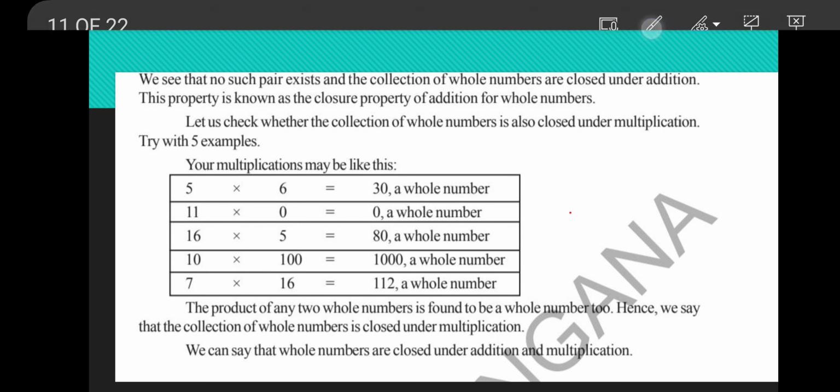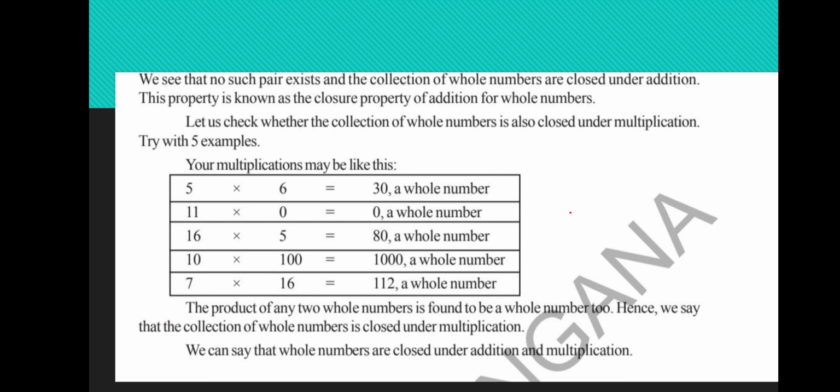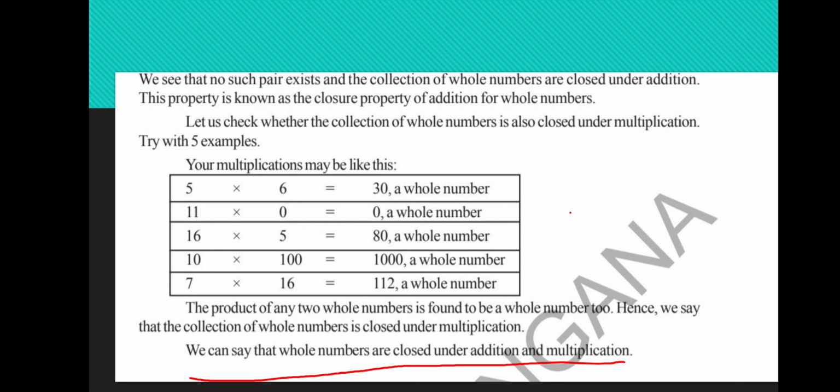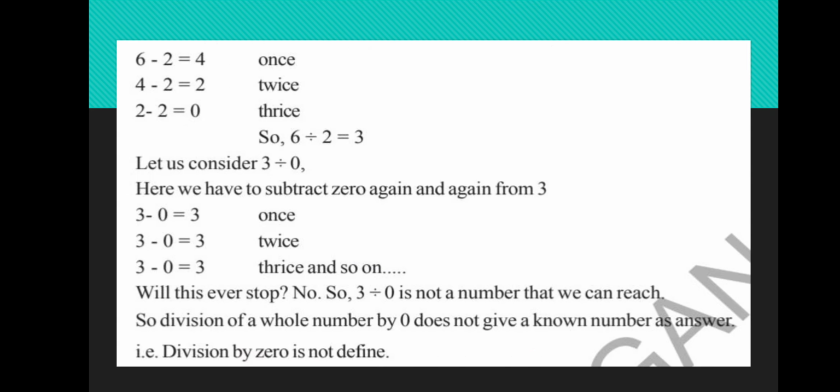So whole numbers are closed under multiplication and closed under addition. We can say that whole numbers are closed under addition and multiplication, but not closed under subtraction and division. So check this: 6 minus 2 is 4, but 4 minus 6 is not a whole number. Now the division. 6 divided by 2 is 3. Let us look at 3 divided by 0.